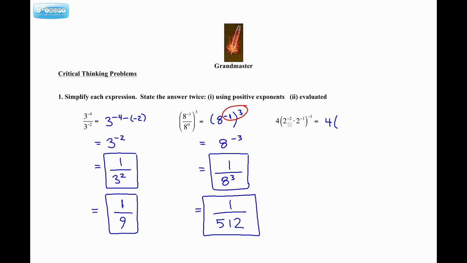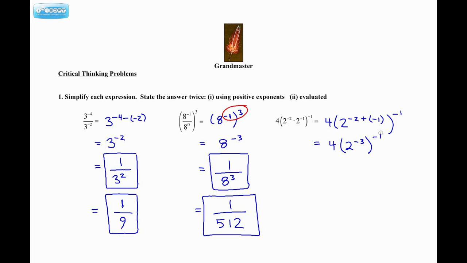So I'm multiplying two powers of the same base, so I get to add the exponents. So this is 2 to the minus 2 plus negative 1. And that's still raised to the minus 1. So I'm just working on the inside right now. Okay, so this is 2 to the power of minus 3.